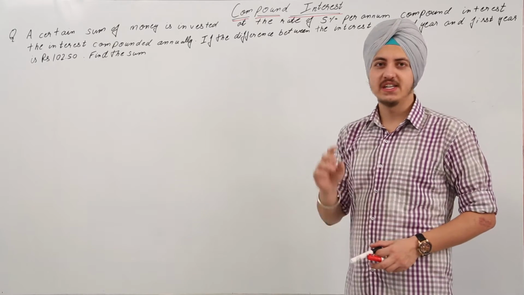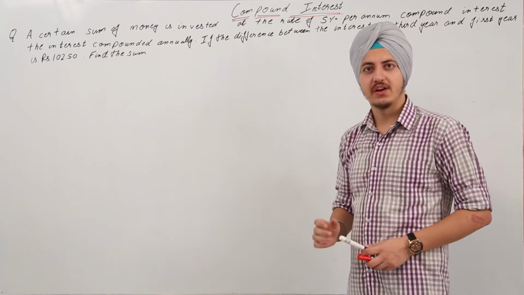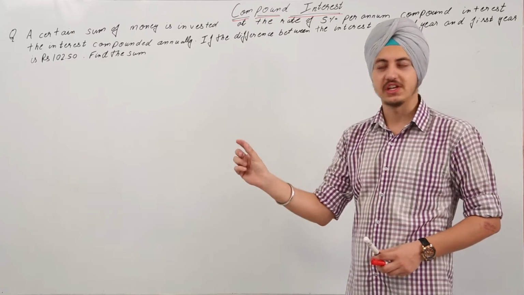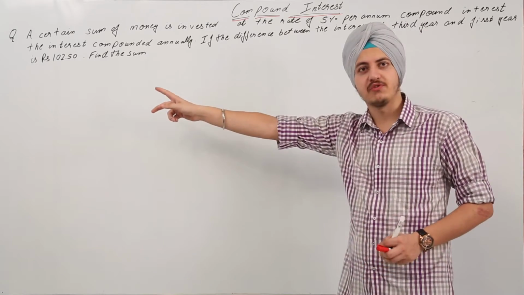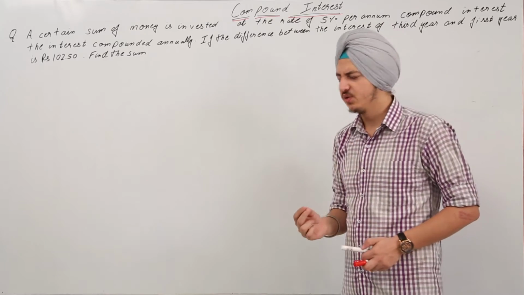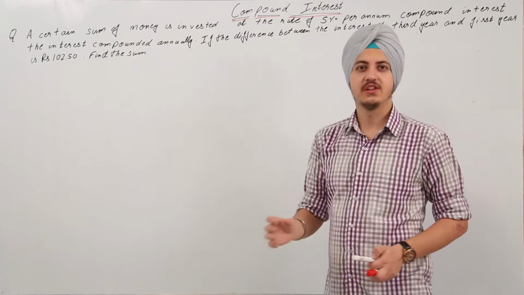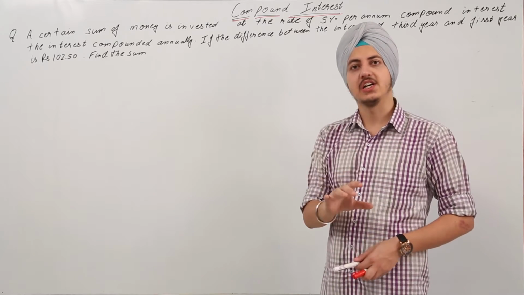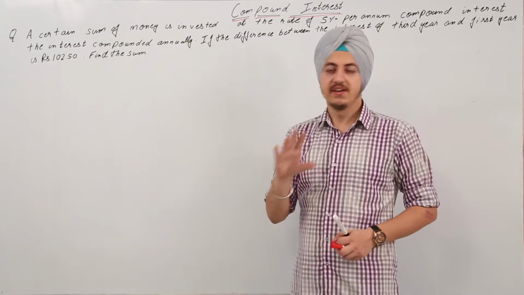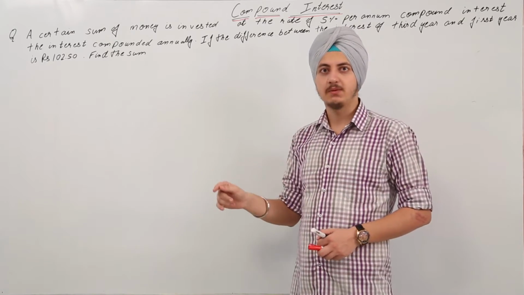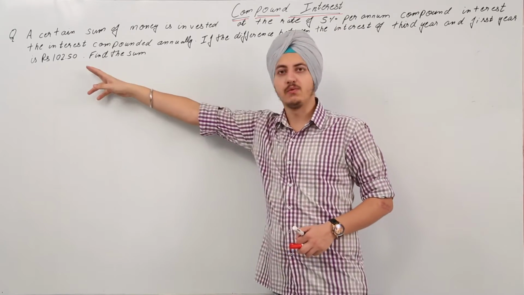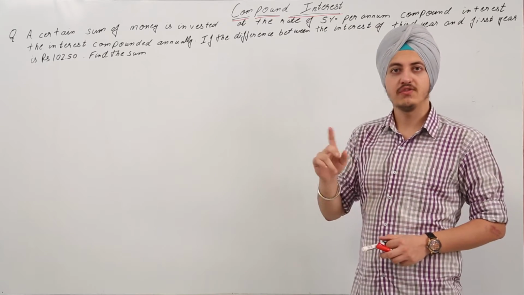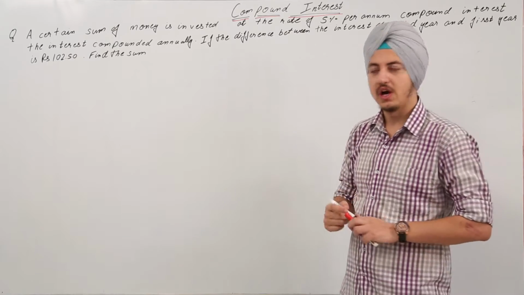So we have to find the principal if we are given the interest for the third year minus the interest for the first year is rupees 102.50. What we can do right now is write the interest for the third year and the interest for the first year in terms of the principal. If we could do that, we could subtract both of those and equate them with 102.50. With this, we can find out the value of x, or the principal. So how do we do that?